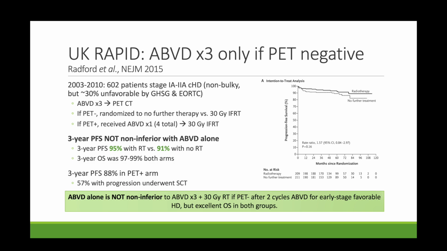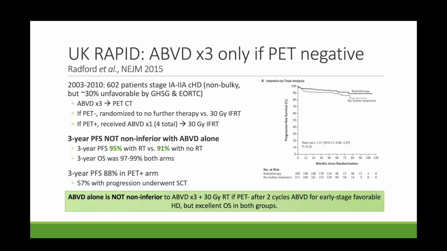The 3-year overall survival, just like we saw in those other trials, was excellent, 97 to 99% in both arms. For the patients that were in the PET positive arm, the 3-year progression-free survival was 88%. Remember, they got ABVD times 4 followed by 30 gray of involved field radiation. And then there was a subset of patients that did undergo progression and underwent stem cell transplant. So UK RAPID just adds evidence to our growing bank of studies that show that ABVD alone is not non-inferior to ABVD plus radiation, even in patients that are PET negative.